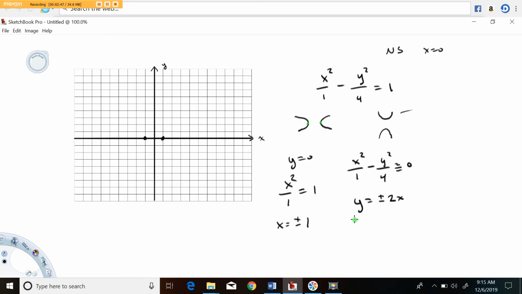These are the equations for the asymptotes for the hyperbola. So I'm going to go ahead and plot those. So y equals 2x goes through the origin, and it also goes through the point 1, 2. So it looks something like this. And I'm just going to put a dashed line because this is just an asymptote here. Y equals minus 2x goes through 0, 0, and the point 1, minus 2.